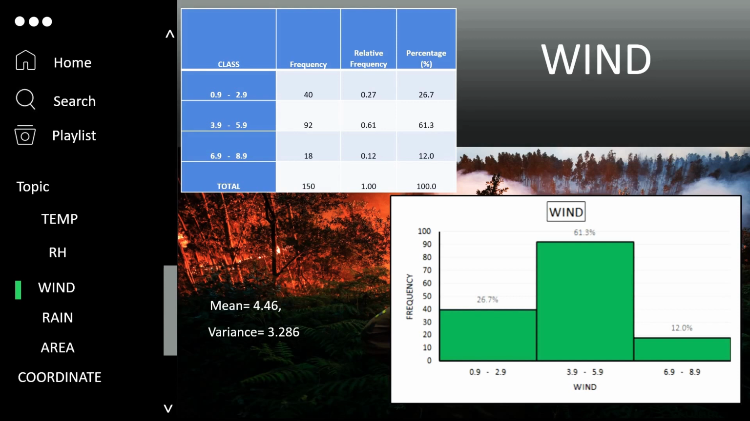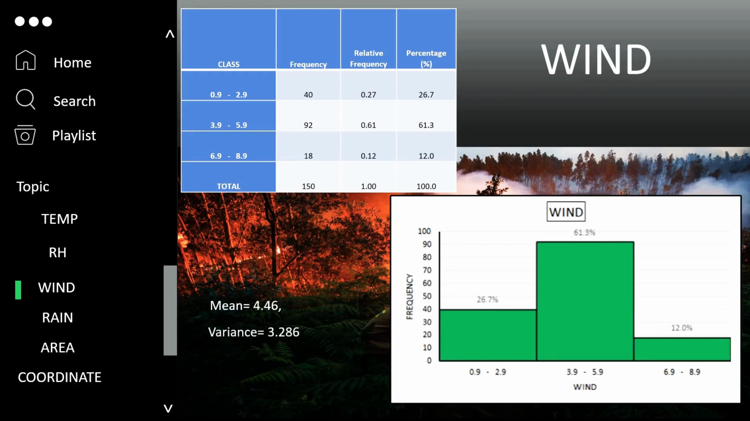The mean for the wind speed data is 4.46. Moreover, the variance and the standard deviation are calculated as 3.286 and 1.813. Therefore, this indicates that the most wind speed is between 3.9 km per hour to 5.9 km per hour.